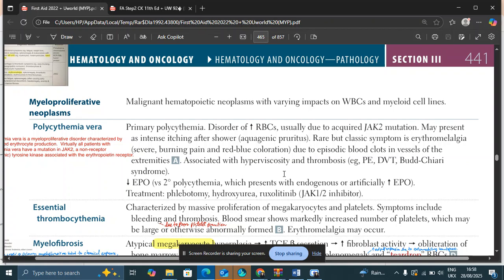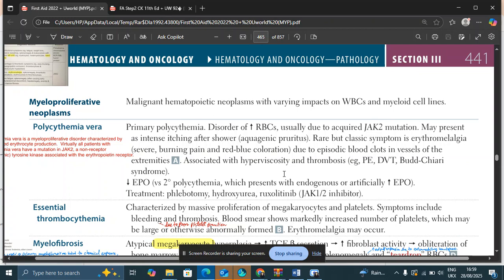Okay, now let's talk about how we diagnose polycythemia vera. The best initial test is complete blood count. Complete blood count is the best initial test to diagnose polycythemia vera. And what we see in complete blood count: we will see increased RBCs first. WBCs can be increased and platelets can also be increased. Then hemoglobin will be high. Hematocrit is going to be high.